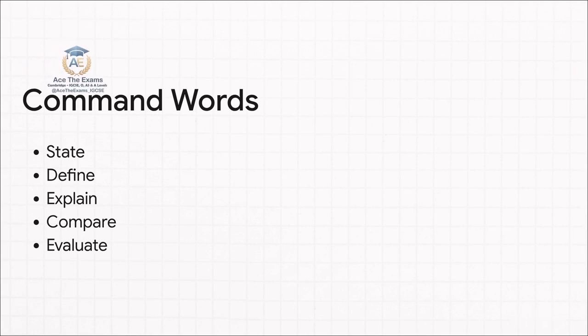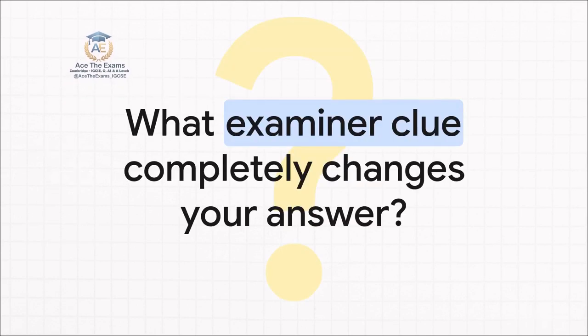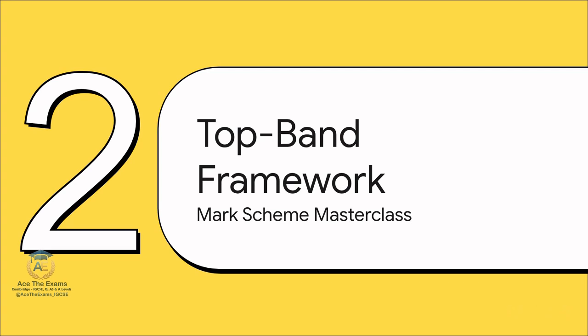Remember, 1 mark normally needs 1 distinct technical point. If you just repeat the same idea because you didn't quite grasp the command word, you get nothing. So you might be wondering, what is the single examiner clue that changes your answer completely? In just a moment, I'm going to reveal the hidden detail required for full marks, the one secret that unlocks the examiner's logic. But first, we need to set up the framework that's going to make that clue completely obvious to you. Moving on to Section 2, the Top Band Answer Framework.